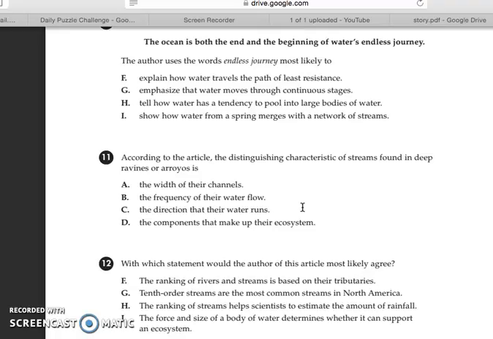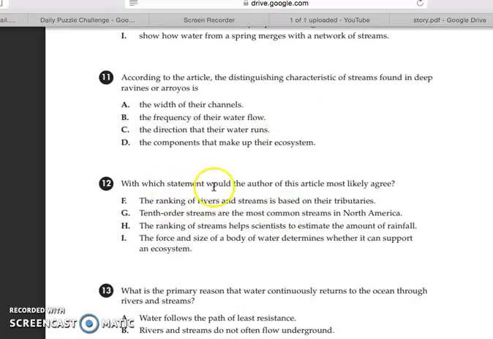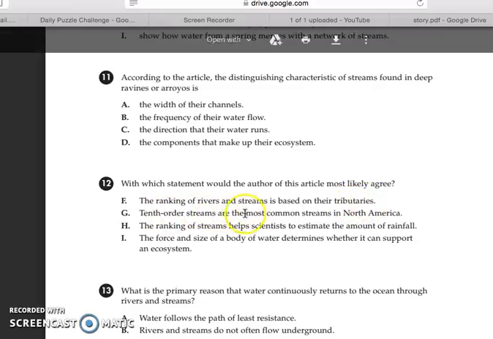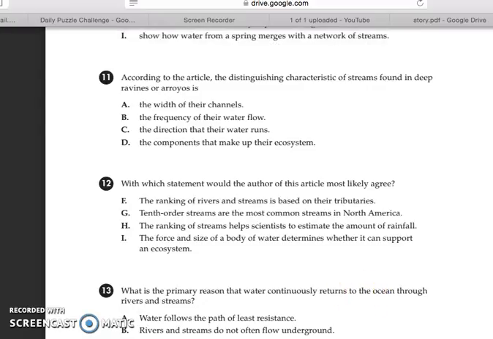Then we're going to go to number 12. With which statement would the author of this article most likely agree? The ranking of the river streams is based on their tributaries. The 10th order streams are the most common streams in North America. The ranking of streams helps scientists estimate the amount of rainfall. The force and size of a body of water determines which can support the ecosystem. I think it is J, because pretty much this whole thing was about rivers and streams, obviously, but he talked about how they're made and the body of water and how it can support the ecosystem. So I think it is J. And now we're going to our last question.